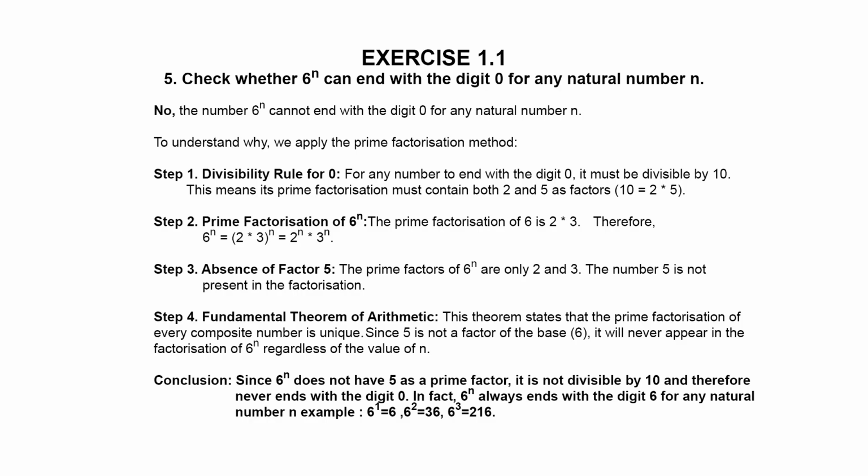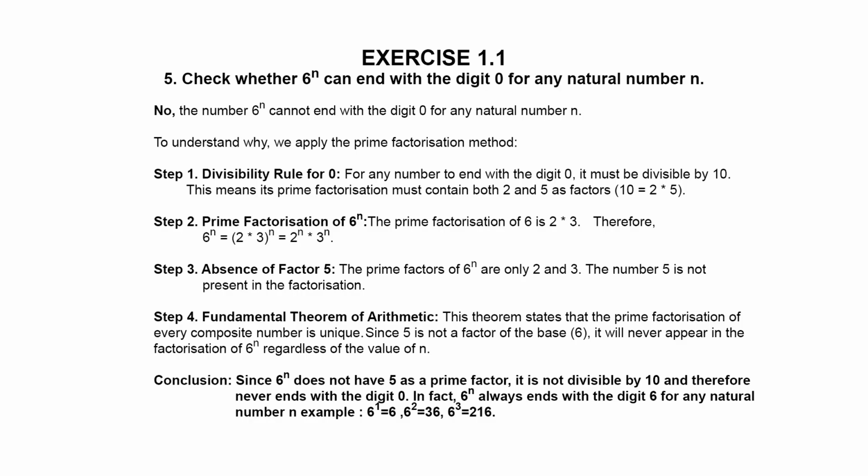Step 1. Divisibility rule for 0. For any number to end with the digit 0, it must be divisible by 10. This means its prime factorization must contain both 2 and 5 as factors. 10 is equal to 2 into 5.